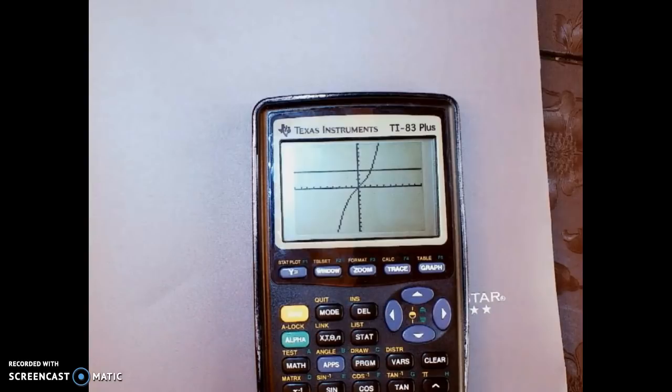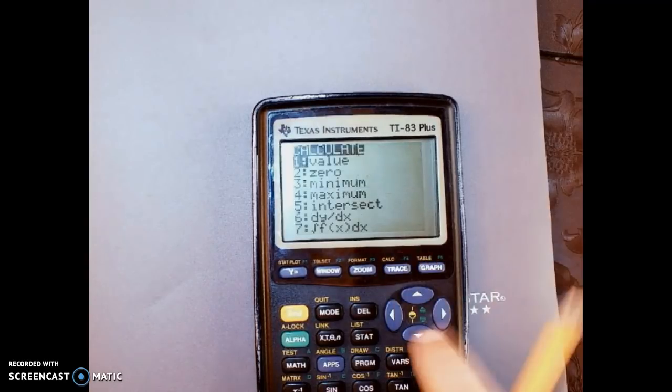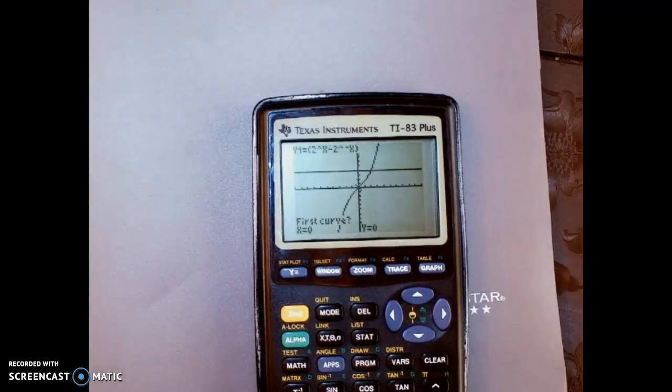Alright, easy method, as I said, graphically. I graph the left side, I graph the right side. We're looking for that point of intersection, going into second calc. I'm going to go intersect, and we end up with a solution of 2.08.